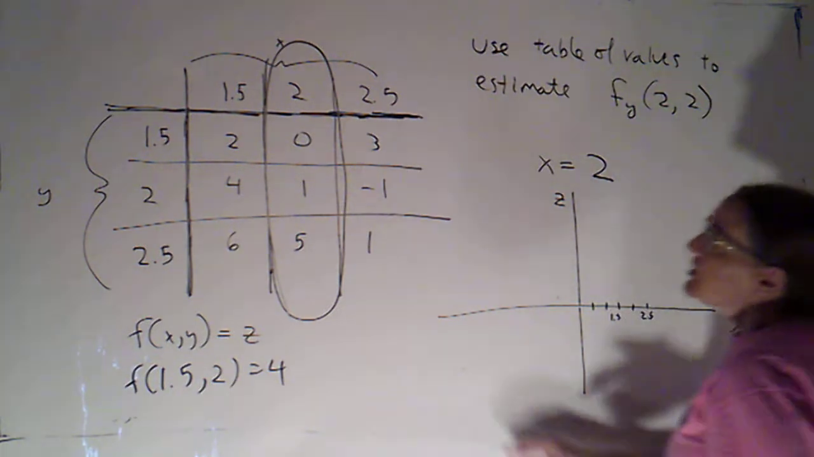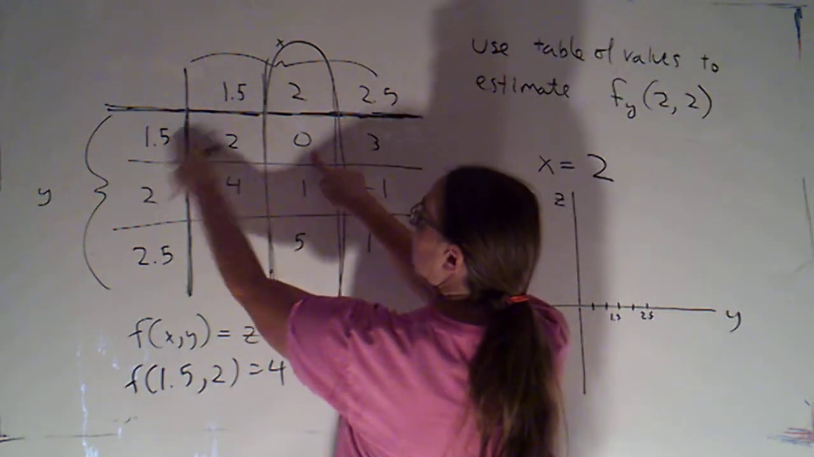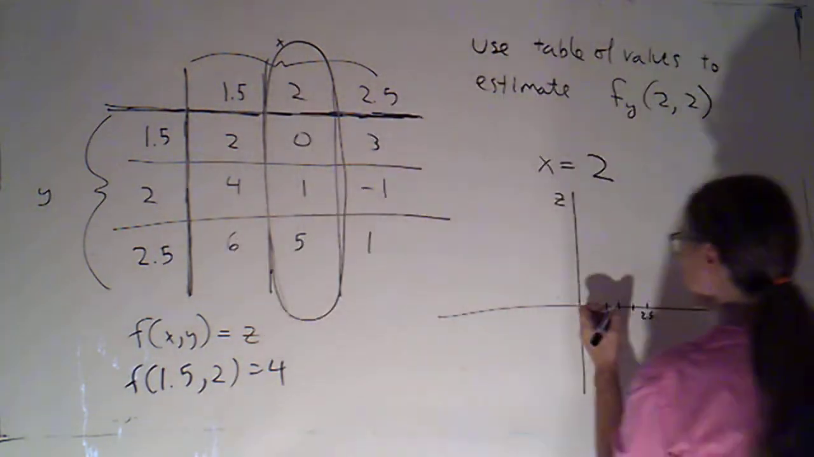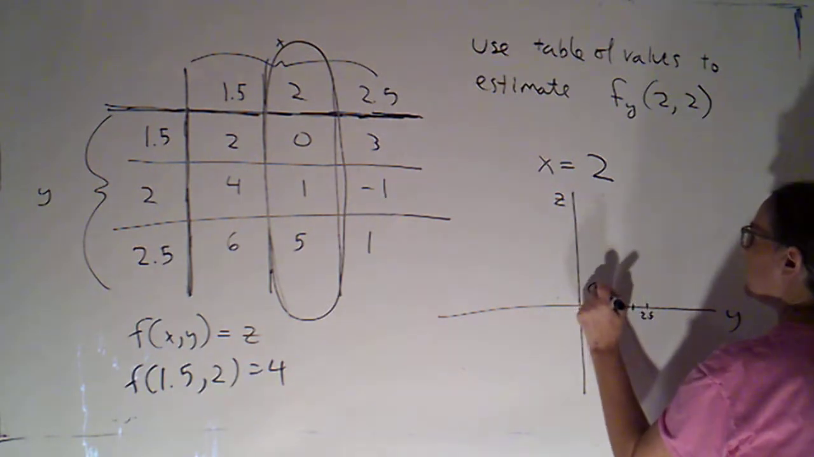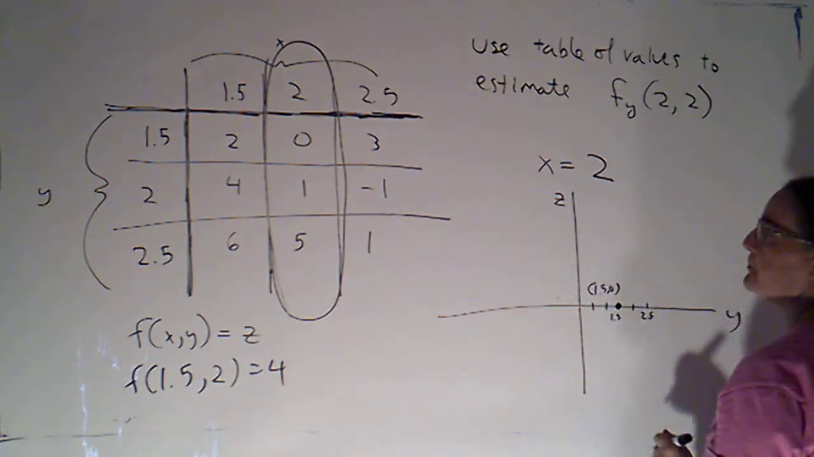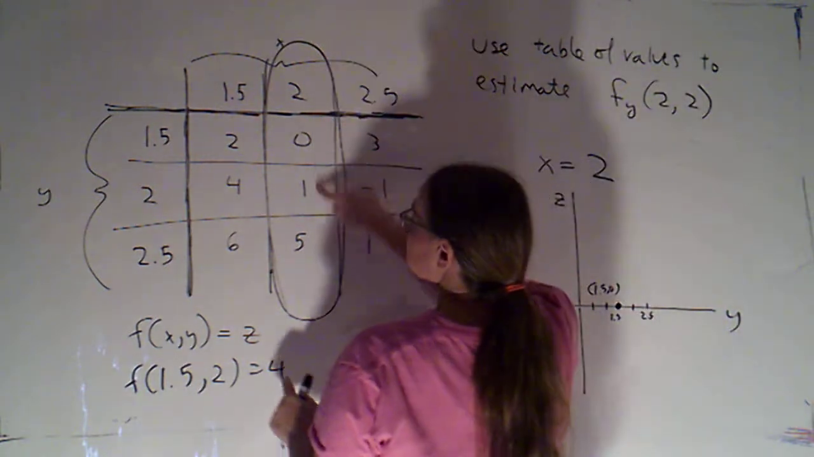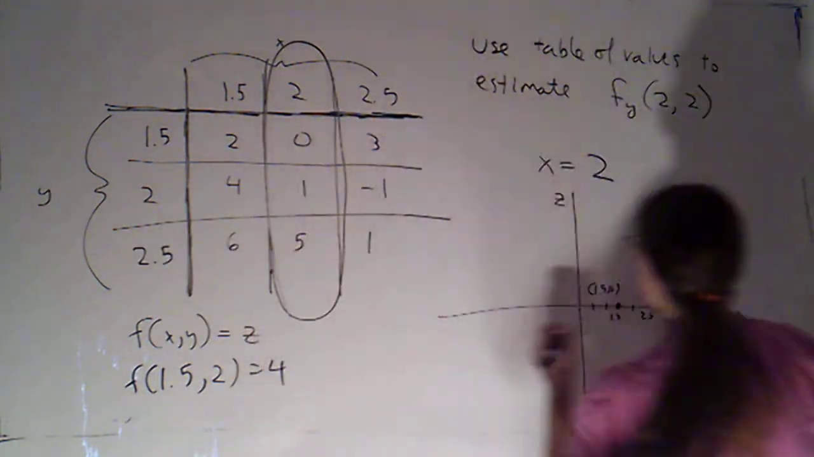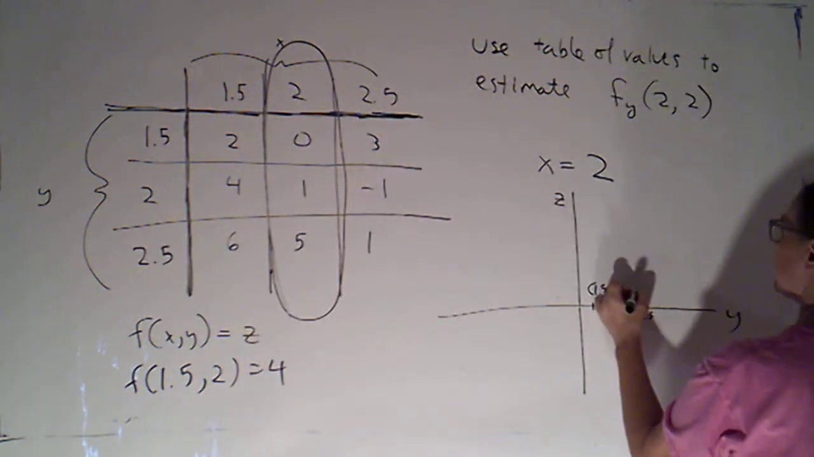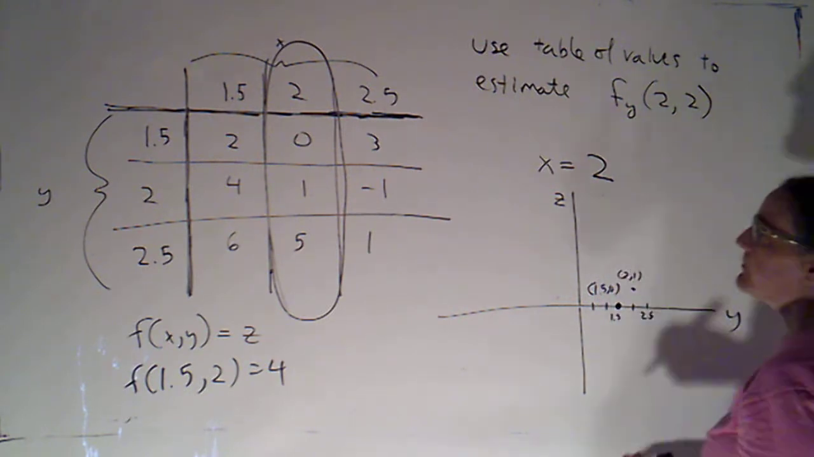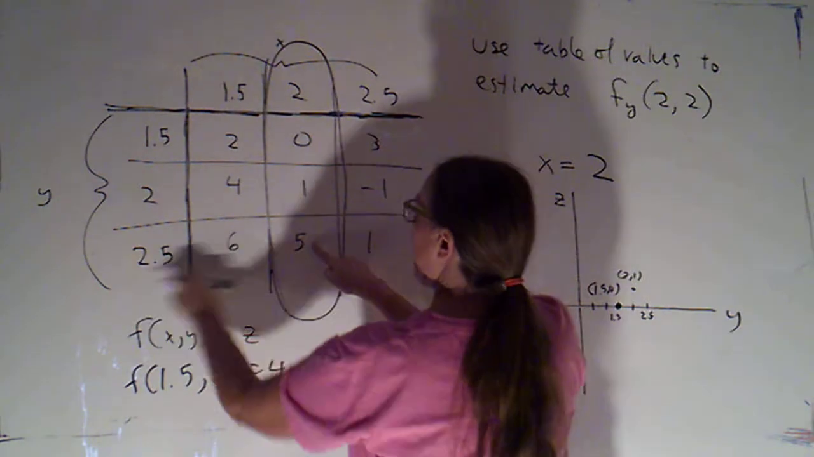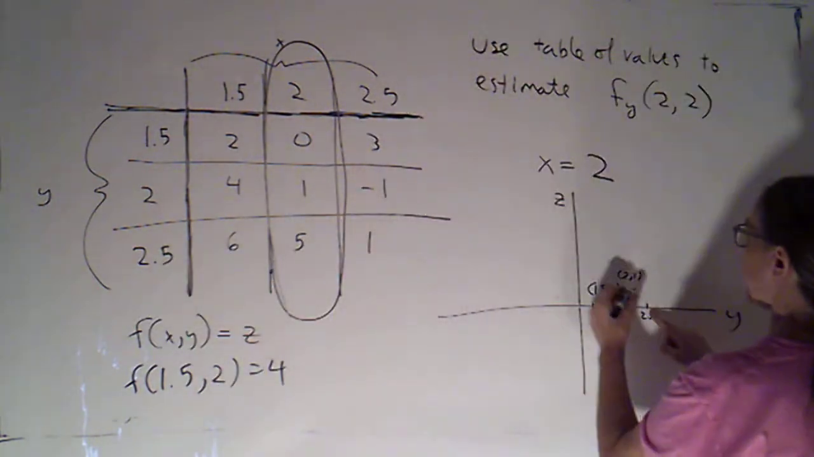Okay, so when y is 1.5 and x is 2, we are at 0. So I've got the point 1.5, 0. When x is 2 and y is 2, we're at 1. So I've got a point 2, 1. And when x is 2 and y is 2.5, we're at 5.